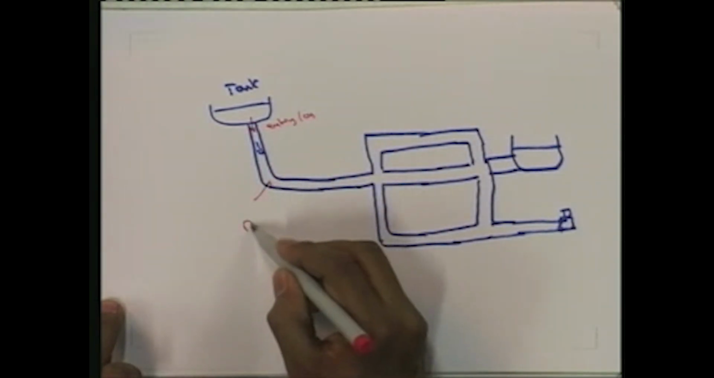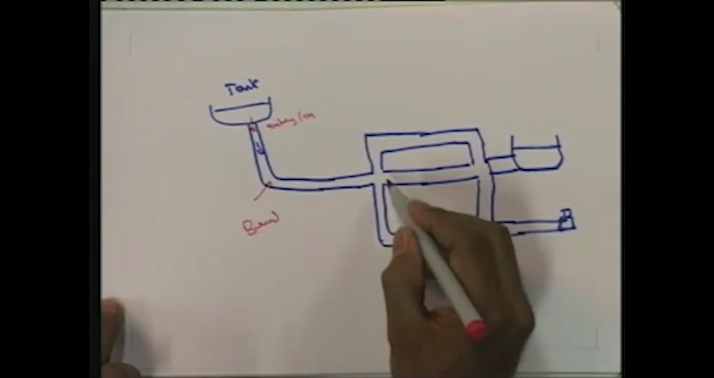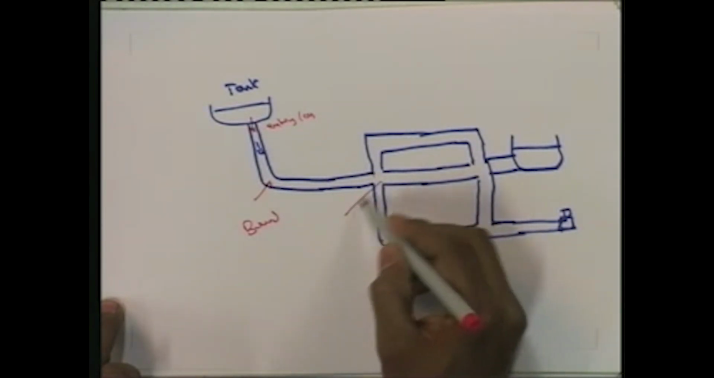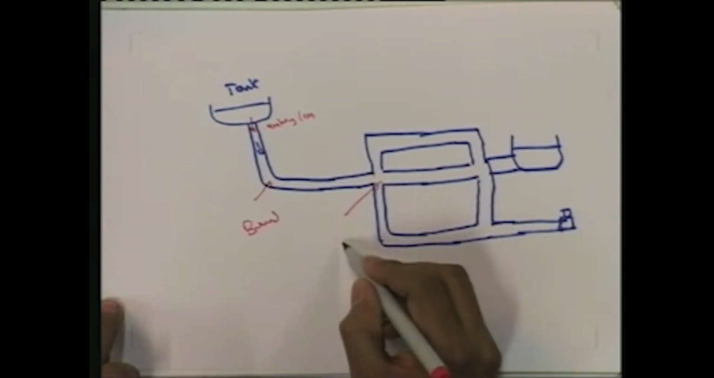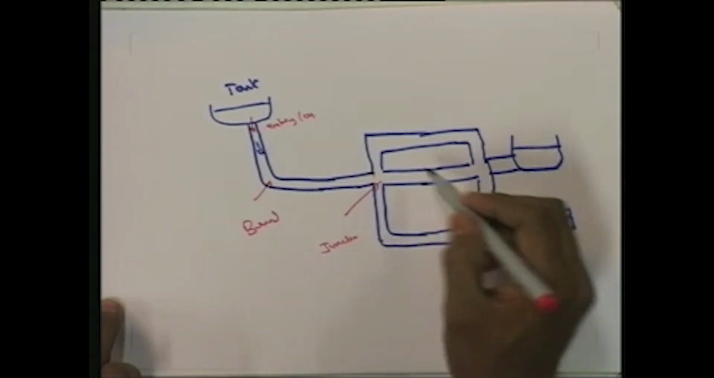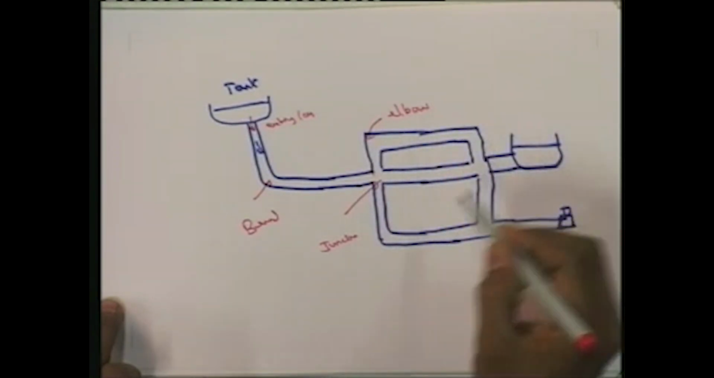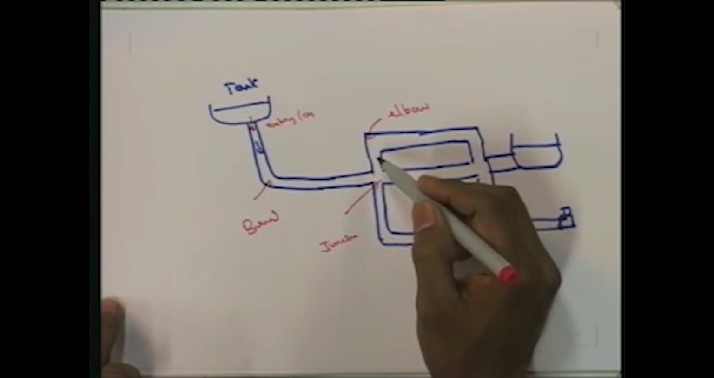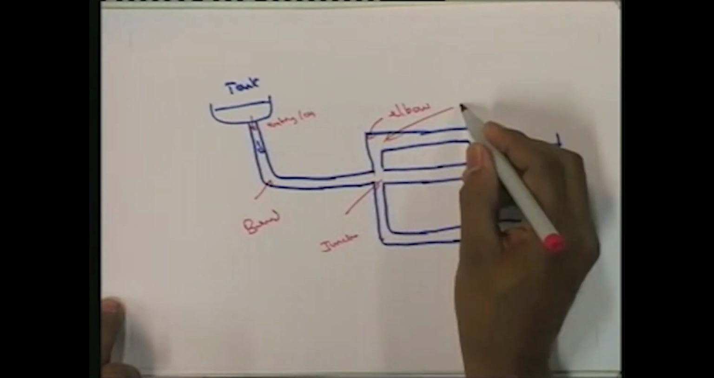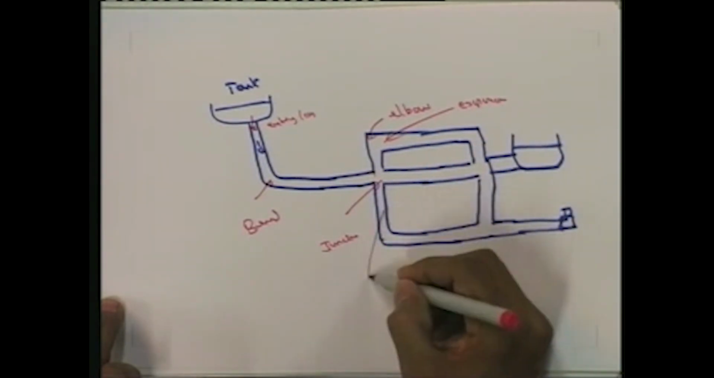Then here we provide a bend. So, there can be loss due to the bend, and then here there is a junction. So, junction losses, and then we may provide an elbow here, or depending upon the pipe diameter changes, there can be expansion. So, here also we can have expansion, or here we can have contraction.